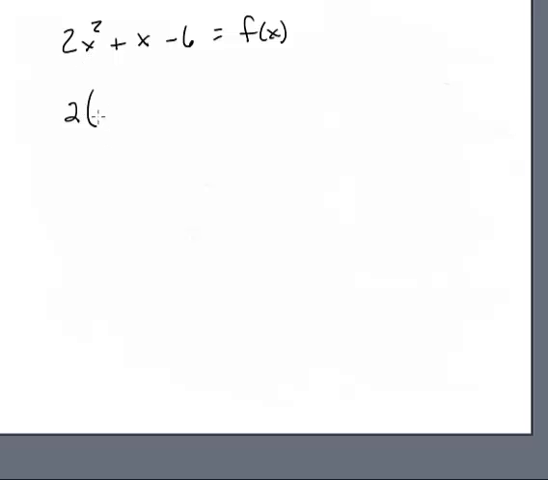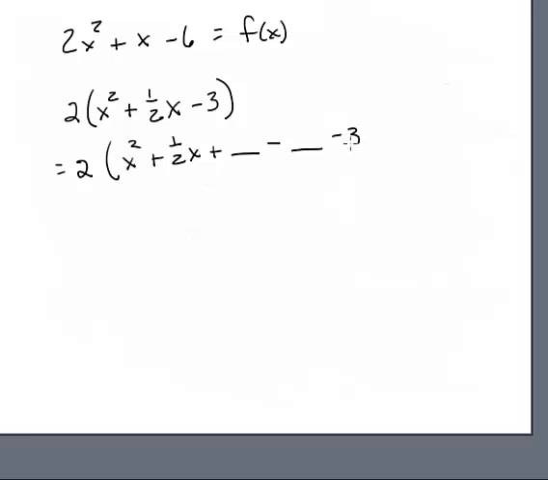So take 2 out of x squared. Now, 2 times some number gives me 1 in front of the x. Well, that number is 1/2. 2 times 1/2 x gives me x. And 2 times negative 3 gives me negative 6. Okay, so now I have to get the perfect square: x squared plus 1/2 x plus that perfect number, minus that perfect number, minus 3.